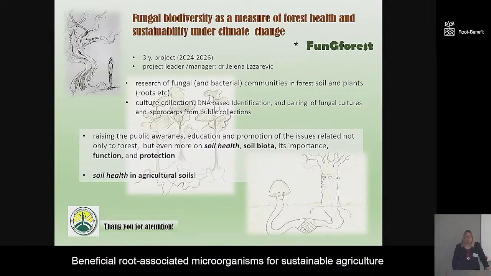And what I would like to also say, nowadays we recently started one project financed by our national funds, where we are going to research fungal biodiversity, but also we would like to promote the concept of soil health, and to work much more on microorganisms in soils, in agricultural soils, and to try to raise public awareness about this matter.